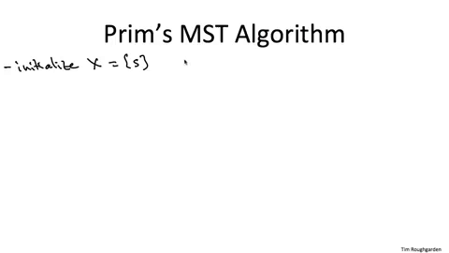Again, we need some seed vertex from which to start the process. It doesn't matter which one we pick. We're going to get the same tree at the end no matter what. So just call it little s. That's an arbitrary vertex from which we start growth.